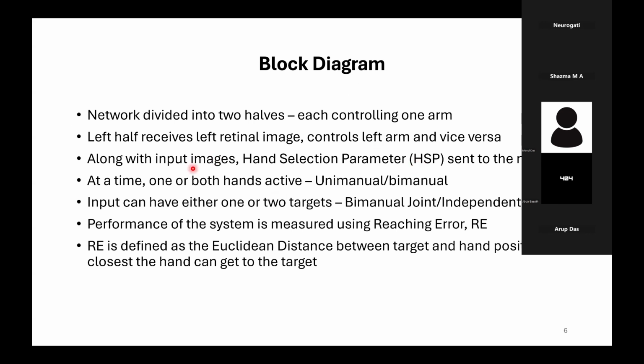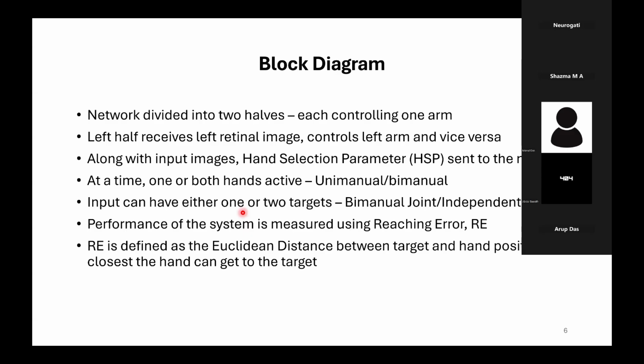Now, along with the input images, we will also be giving two hand selection parameters, which basically tell the network which of the two arms to move. These are just binary inputs, which is 0, 0, that is, do not move either arm; 0, 1, move only the right arm; 1, 0, move only the left arm; and 1, 1, move both the arms together. Therefore, by using this hand selection parameter, we can either make one or both hands active for a given target, thus operating the network on the unimanual or bimanual condition.